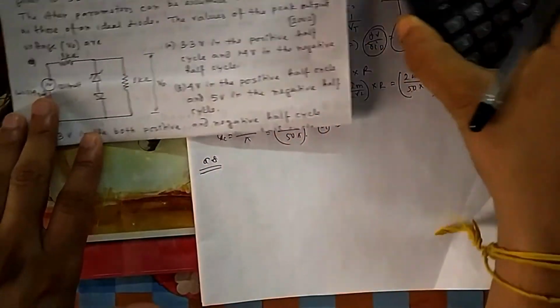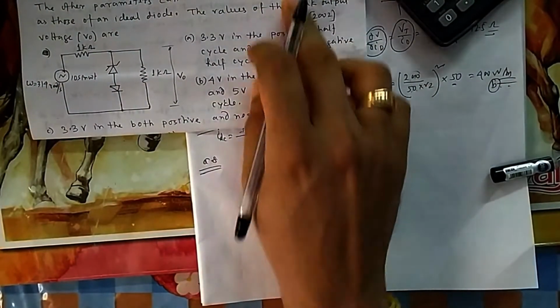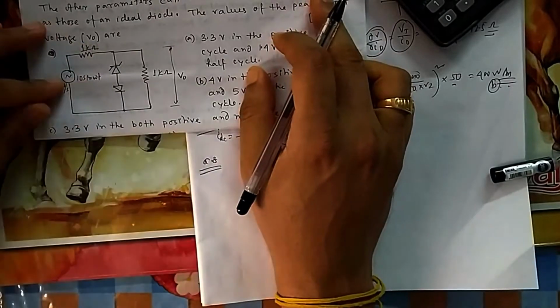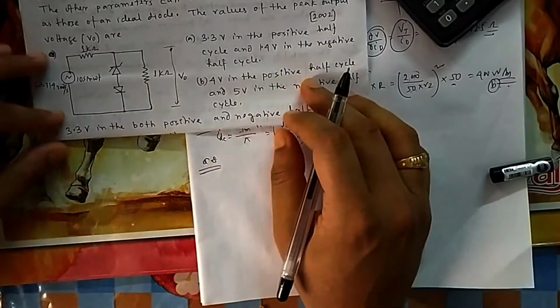Now in question number 8, the cut-in voltage of the Zener diode DZ and D shown in the figure is 0.7, while the breakdown voltage of the Zener is 3.3 and the reverse breakdown of D is 5 volt. The other parameters can be assumed to be the same as an ideal diode. Find the value of the peak output voltage. What will be the peak output voltage?